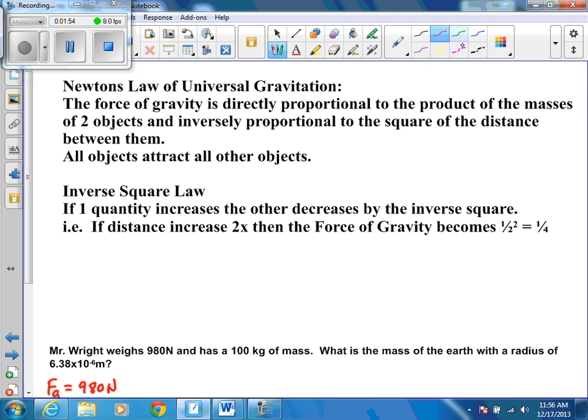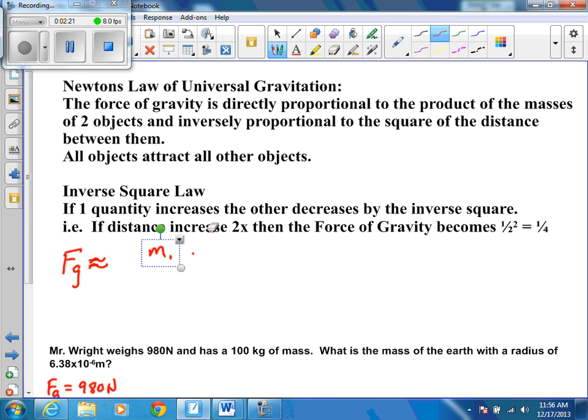If I were to write a mathematical formula for this now, I'm going to have F sub G, which stands for the force of gravity, which is also the same thing as my weight. And instead of making an equal sign, let me make a proportional sign first. To the product of the masses, which means mass 1 times mass 2.